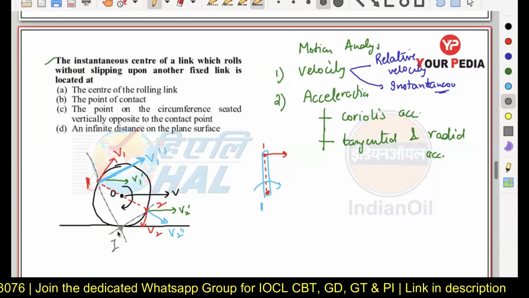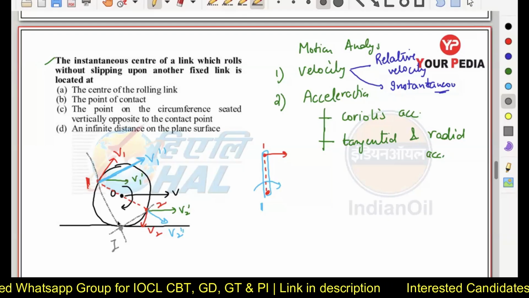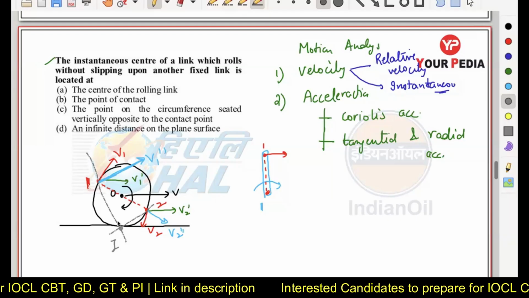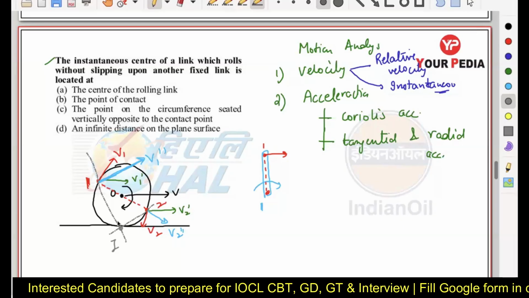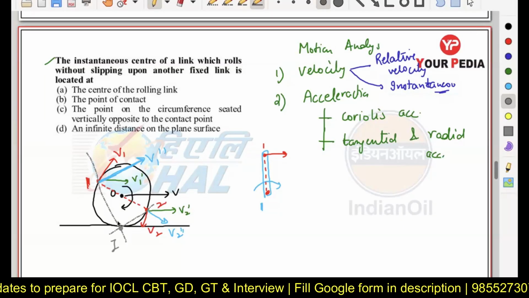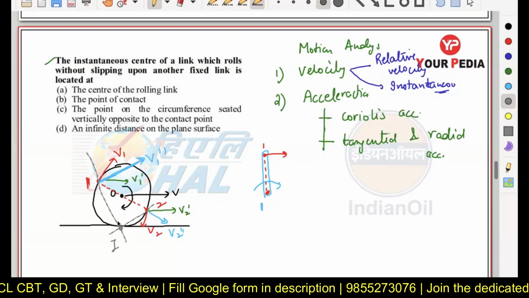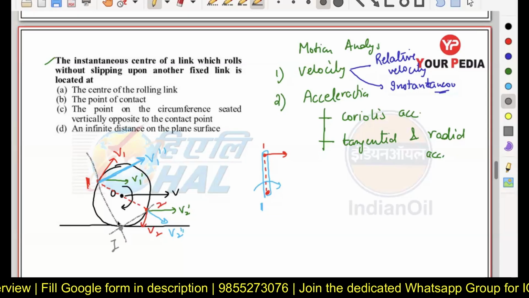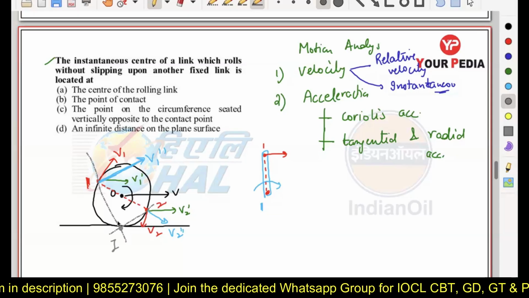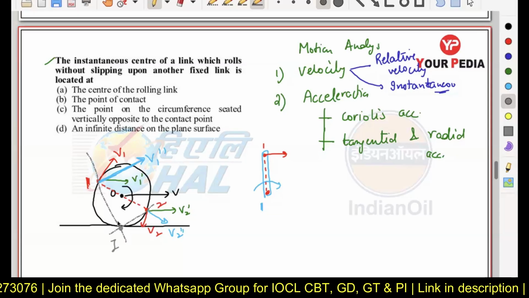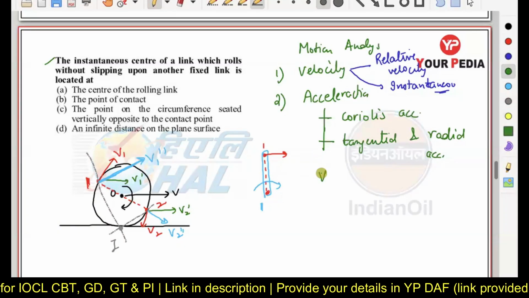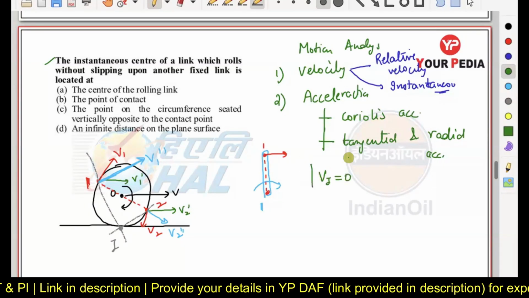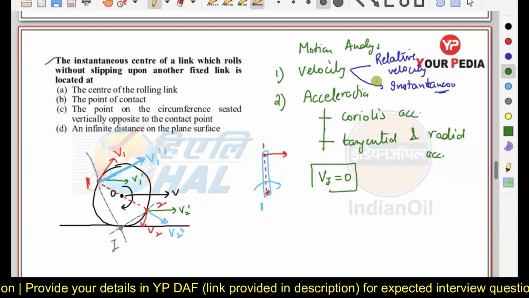Okay, so here you can see whenever a simple roller is rolling on a flat surface, the point of contact is representing the instantaneous center here. Okay, now in this case you can remember one more thing here. The instantaneous center is always going to have a zero velocity. So in this case, I can say the velocity of the I point is going to be zero. Why so? Because it is a center point.